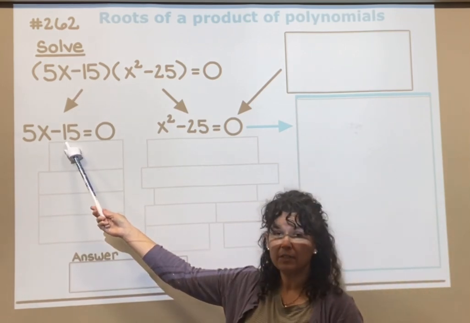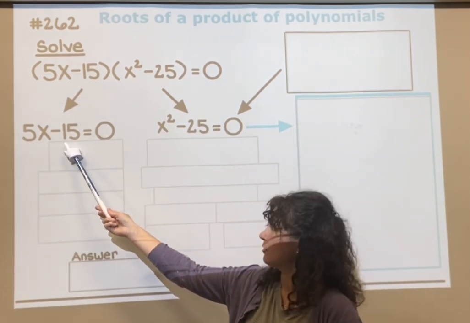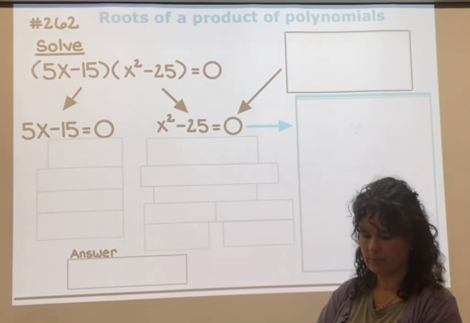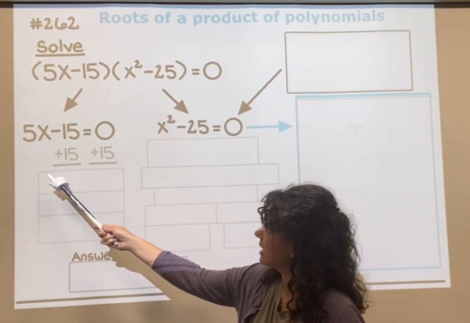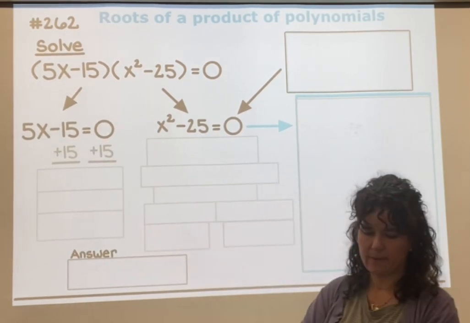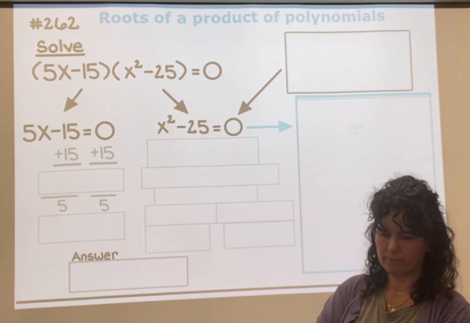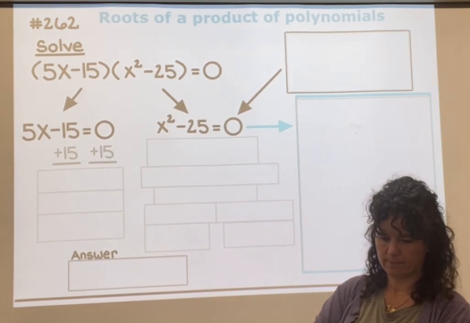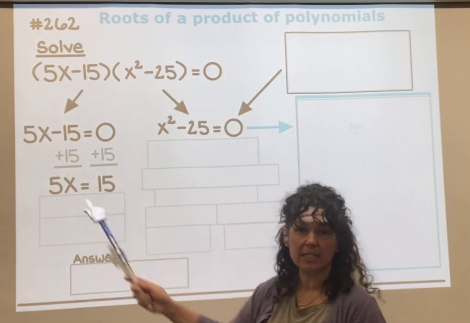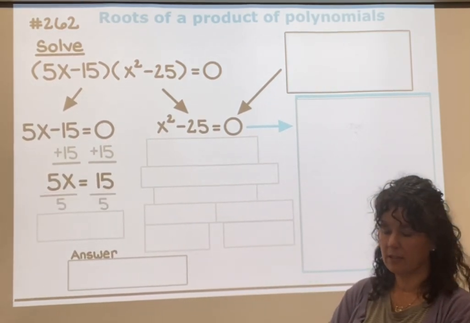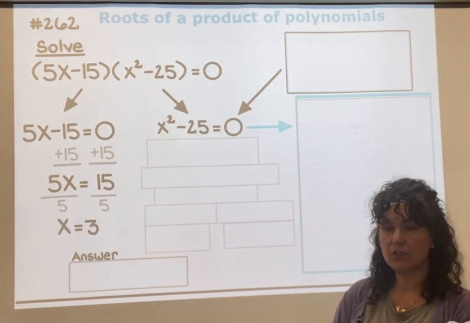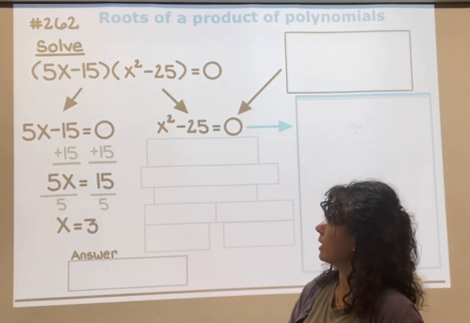Here on the left, let's go ahead and get x by itself. So I'm going to add 15 to both sides. That's going to give me 5x equals 15. Then let's go ahead and divide both sides by 5. And 15 divided by 5 is 3. So here we have one of our answers.